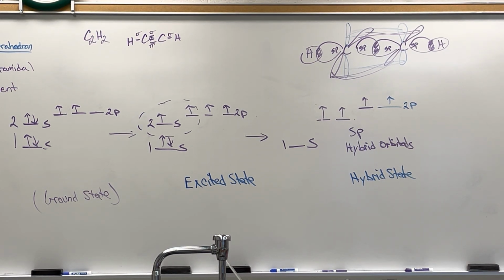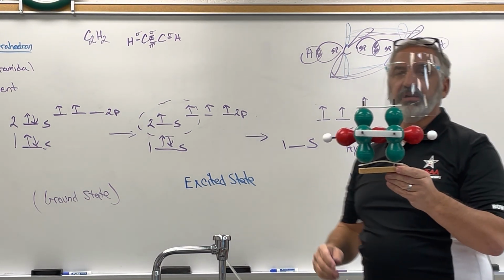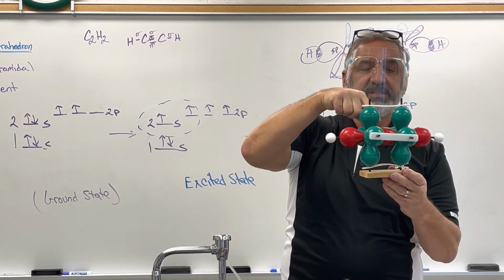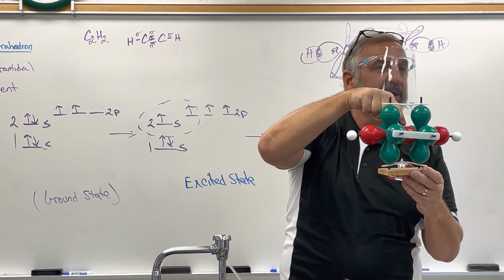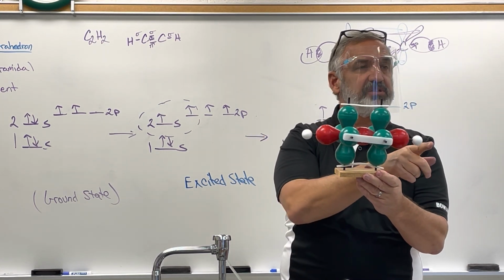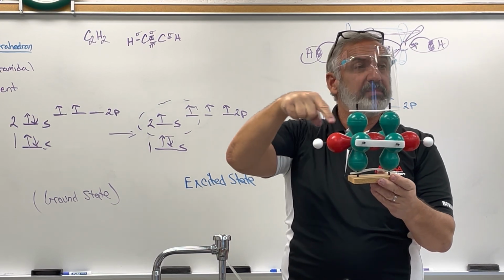But this kind of shows you really what it's going to look like. Your carbon's in the center here. This is your hybrid orbitals. This is a sigma bond between the 2 carbons right here. Here's the sigma bond with the hydrogens on the end. So it's a linear molecule.